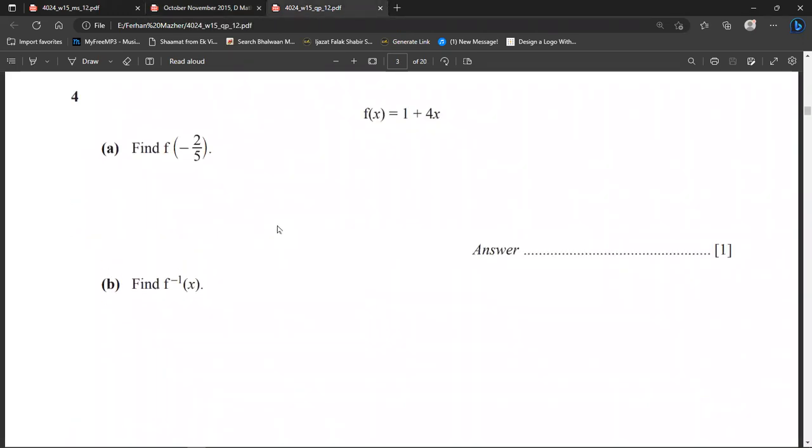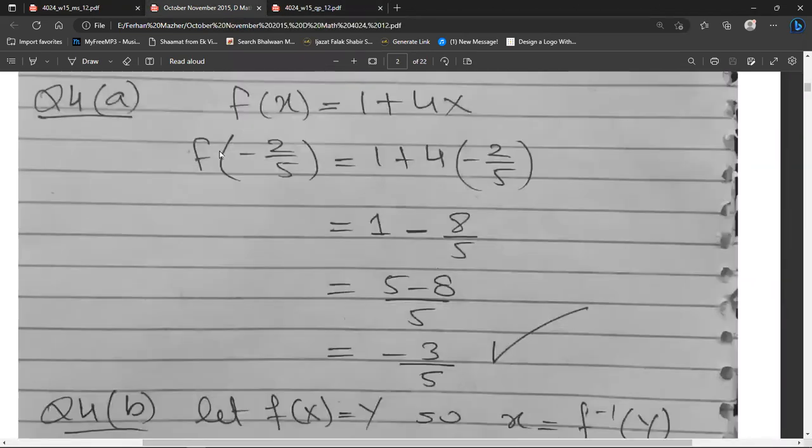Question number 4, a function is given, f of x equals 1 plus 4x. The first question is find f of minus 2 by 5. F of minus 2 by 5 means in the formula of the function, wherever there is the variable, in the place of the variable substitute minus 2 by 5.